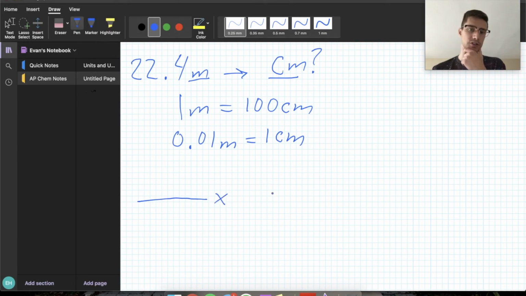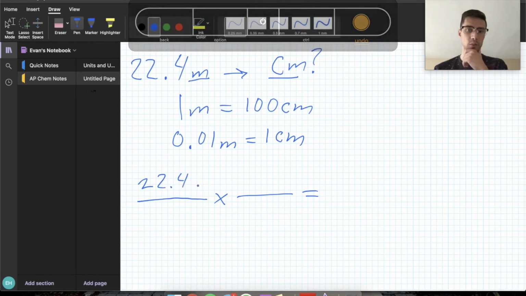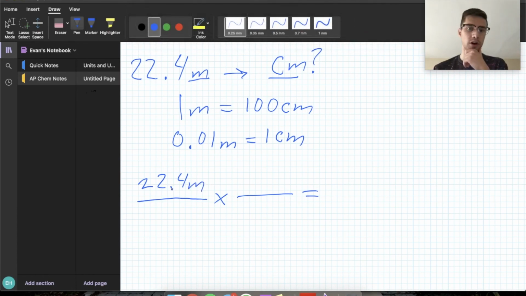I'm going to set this up the same way. Okay, my long first line, long second line, and then we have our equal sign over here. So again, start with whatever value you're starting with. In this problem, we're starting with 22.4 meters. That's where we're going from to what we are heading to. So, whoops, not centimeters yet. We're getting there. 22.4 meters.